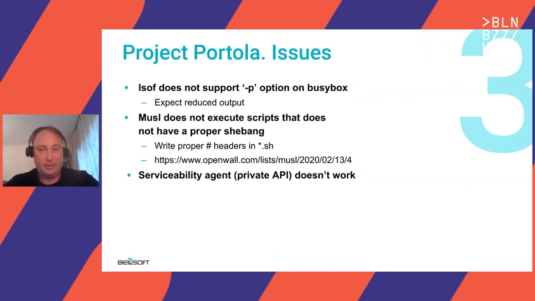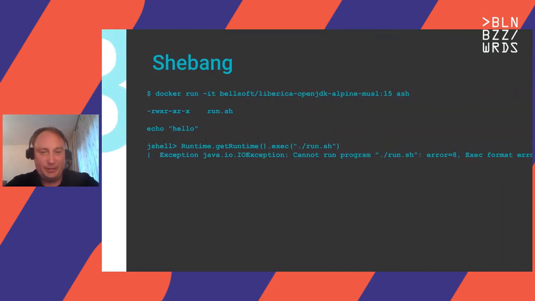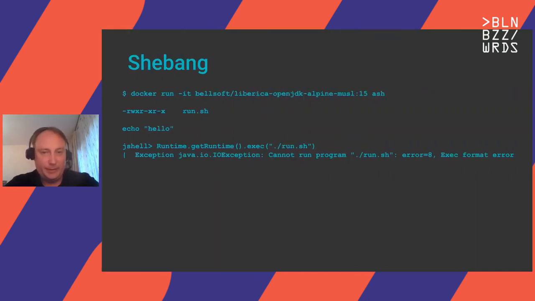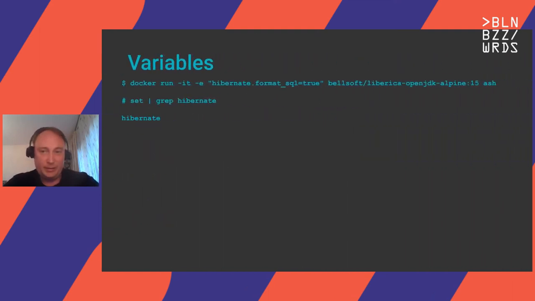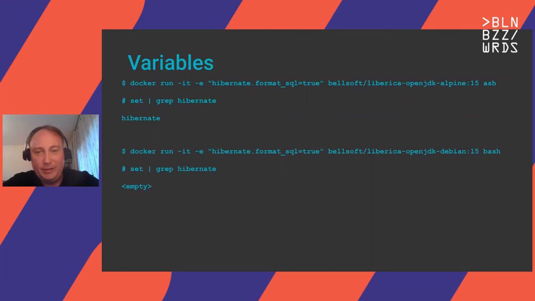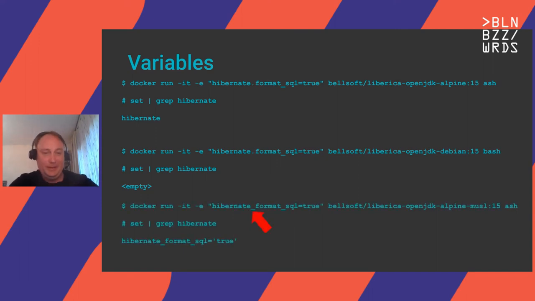Okay, as I said, BusyBox may be slightly different. There are interesting differences in behavior of musl when you execute something, for example, shell files. Here you see shell file won't be executed if it doesn't have shebang in the very beginning. Variables with dots, not just in Alpine and musl, they can lose their parts because it's not expected. But, well, thanks to Spring, it's not a problem. Just use underscores and it will work.